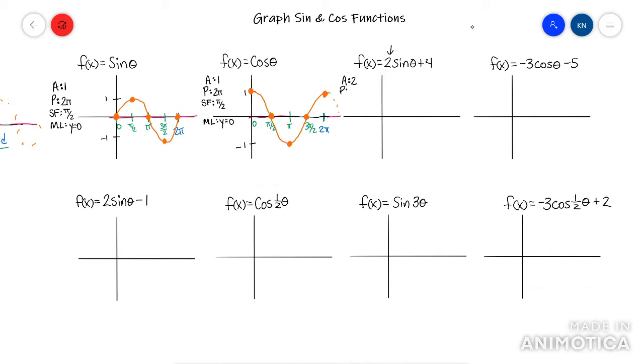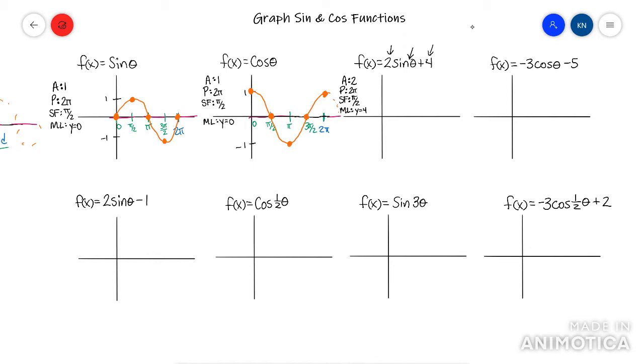The period is affected by a b value. There's not one here, so the period's 2 pi, which means my scale factor is 2 pi divided by 4, which is pi over 2. And then there's a number at the end. This is a vertical shift. This changes your midline. So my midline here is y equals 4.